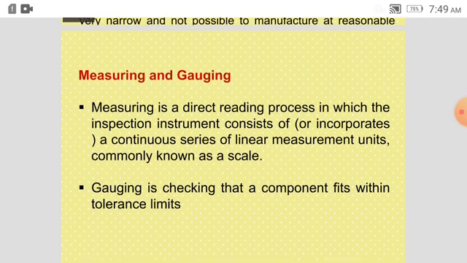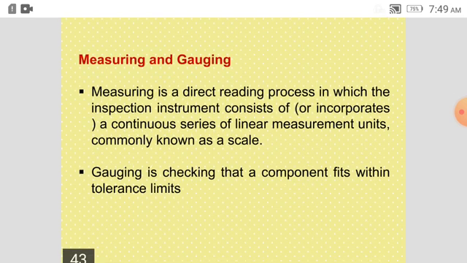Gauging is checking whether a component fits within the tolerance limit or not. So whether it is undersized, oversized, or basic size, that is all we are checking. We are not taking any reading. Gauges are very useful in industries wherever we are going for mass production, and when we are inspecting a number of identical parts. It is not possible every time to take measurements, so in that situation we go for gauging, and that will be very useful.